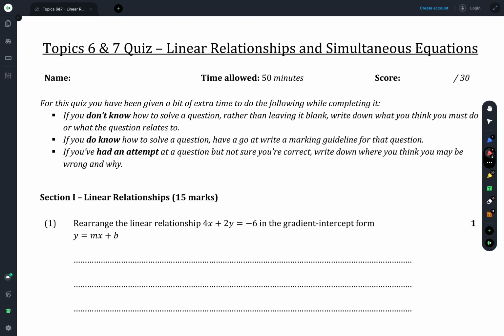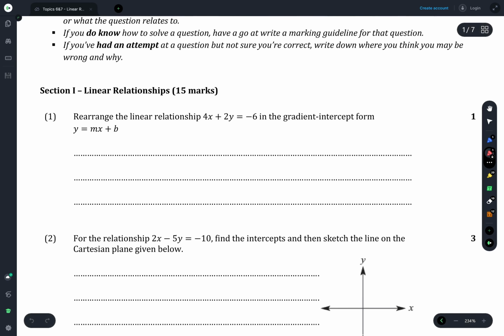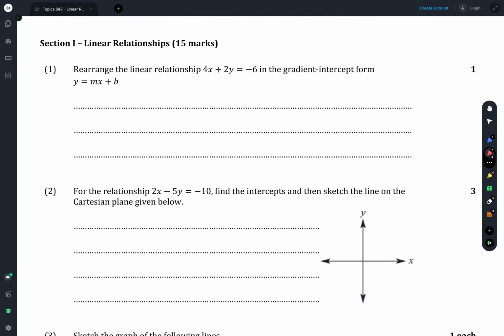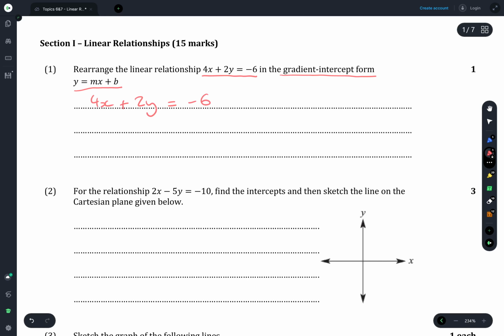So in this first question, we are told that we want to rearrange the linear relationship 4x plus 2y equals negative 6 into the gradient intercept form y equals mx plus b. What this means is we want to rearrange the equation so that y is by itself, so we have it in the form y equals mx plus b. So starting off, let's just write down the equation again. 4x plus 2y equals negative 6. And so what we're looking to do is have that y by itself.